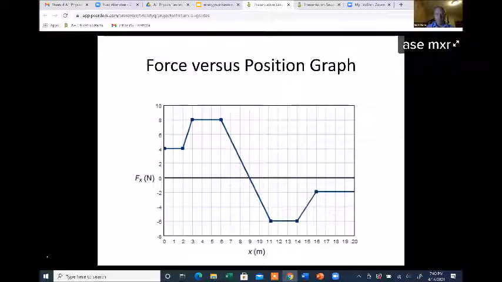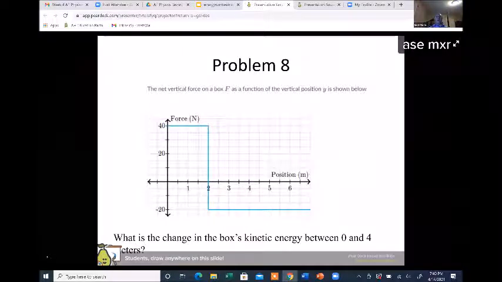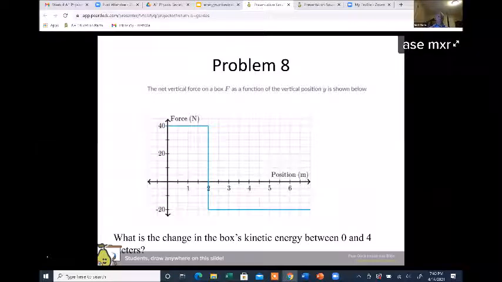That being the case, I want you guys to try this problem. Try to find the change in the box's kinetic energy between 0 and 4 meters. See what you can do here. Just write in the answer on the screen. This one is multiple choice, so just write in what you think the answer is. You can draw on that graph if it helps you calculate the area under the curve. Take about 2 minutes to see what you can do with that one.